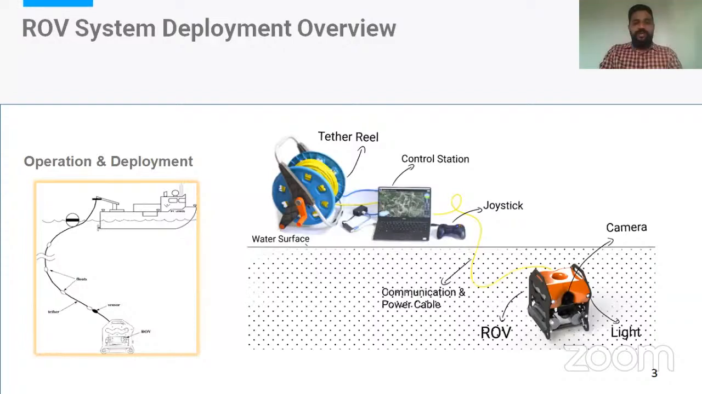So this is the conventional ROV system deployment. You can see the water surface over here. Above the water surface, there will be a tether reel and the control station, and below the water, there will be the ROV with the tether. The tether is basically the communication and power cable. The ROV can either be powered using battery or it can be externally powered. We have a joystick to control the ROV at the control station. In the control station, we have software where we can see the live video, and we can control the thrusters, the speed of the ROV, and the movement of the ROV. All those things can be controlled over here. And it has various depth sensors and various navigational sensors required for the smooth operation of the ROV. So this is the conventional method for the ROV deployment, and these are the components involved in it.